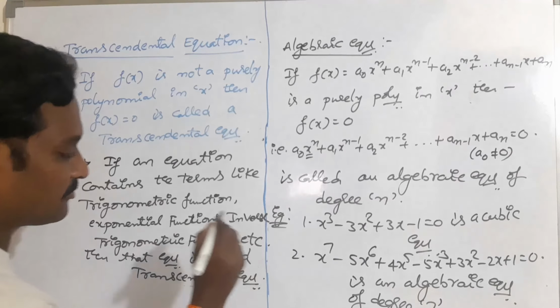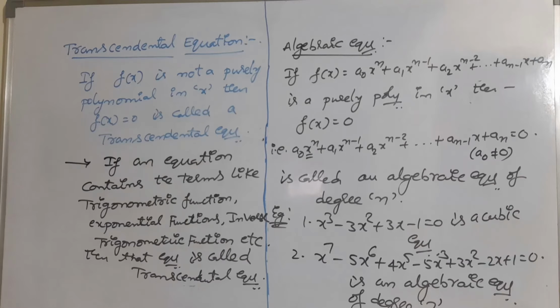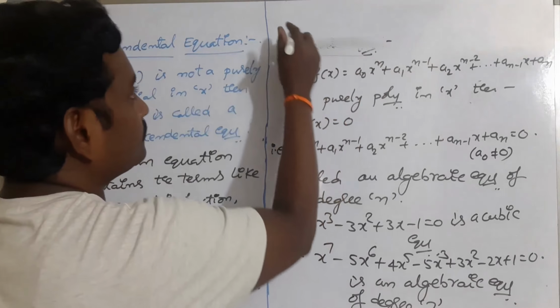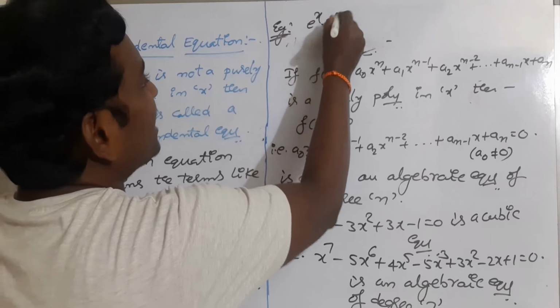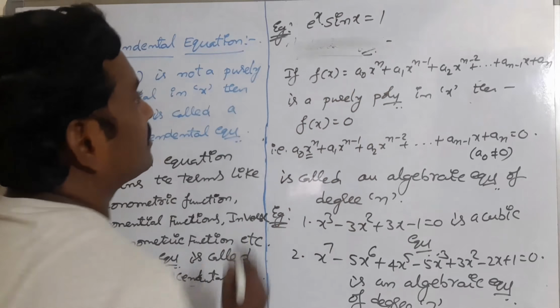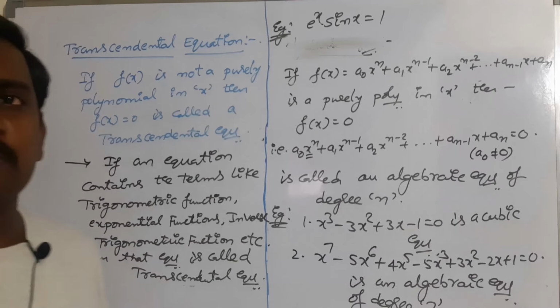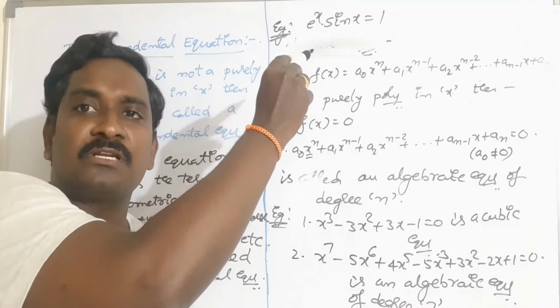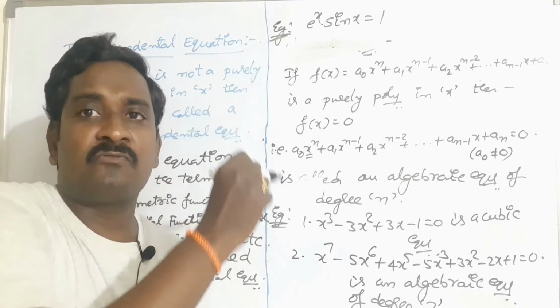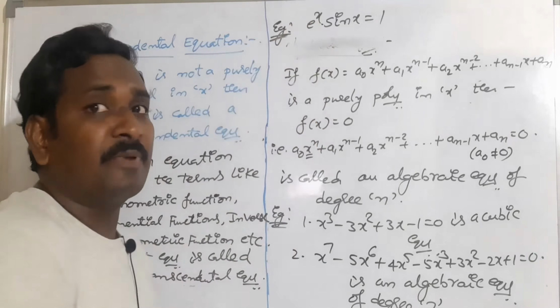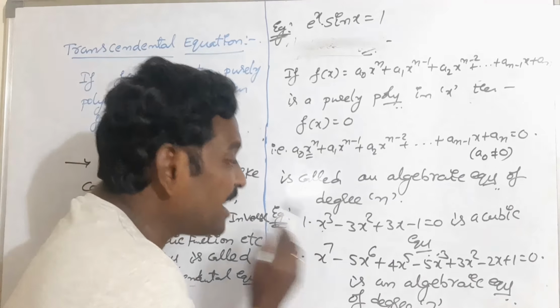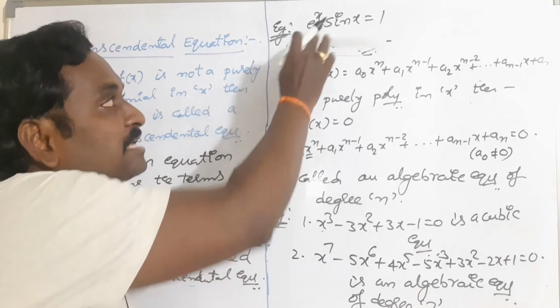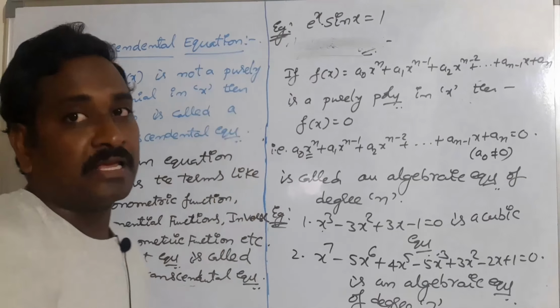Transcendental equation. This is the definition of transcendental equation. For example, see the examples for transcendental equation. e power x into sin x is equal to 1. Clearly we are observing that in this equation an exponential term and a trigonometric term are involved. That's why this is not an algebraic equation. For an algebraic equation a degree should exist, but for a transcendental equation the degree does not exist.